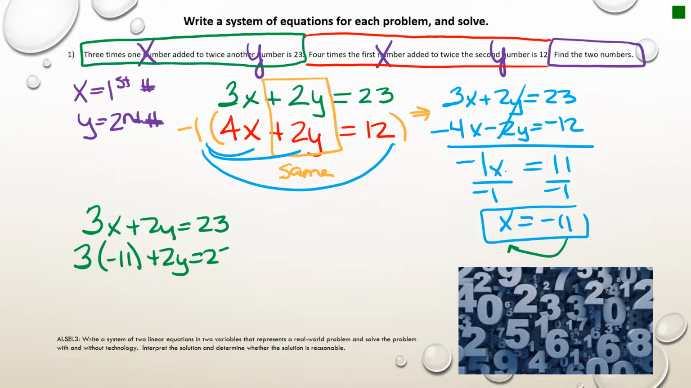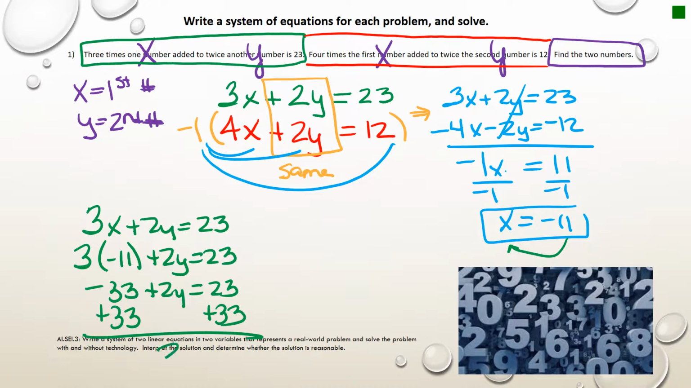So I get -33 plus 2Y equals 23. Add 33. Oh, I love it when I get into the words. 2Y equals 56. Divide by 2, and Y is going to be 28. So let's try it. Oh, what color do we want to check with? Let's check with purple. This is getting a little tight here, guys, a little tight.